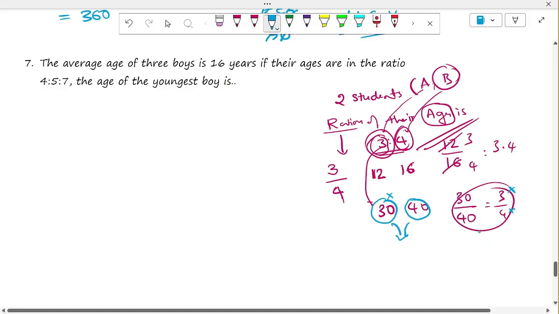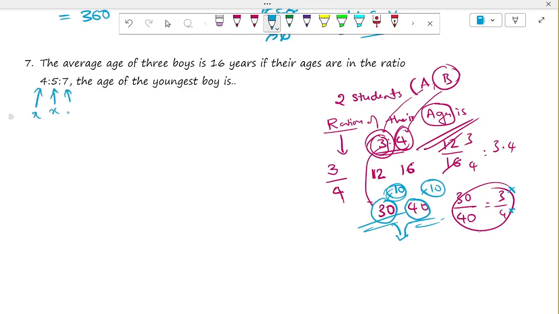Yes. Prajwal says it is 10. Actually, 10 is multiplied for both 3 and 4, and so it has become 30 and 40. So this is the common value. In the same way, each value will be multiplied by some common value. I'll call it x. Whenever you are given a ratio, just remember that there will be some common value multiplied to all of them, and you need to find that value.